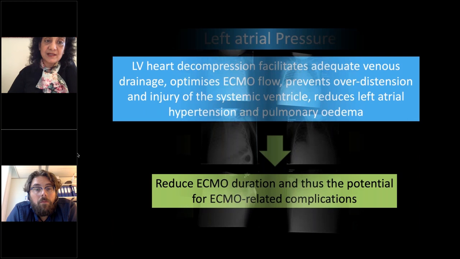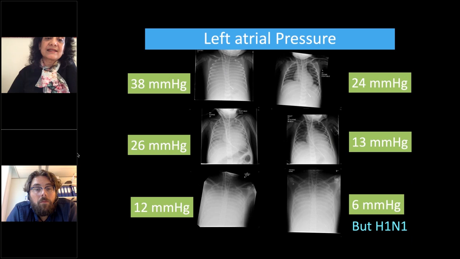These are a few X-rays which I have put up here, which show a pulmonary edema which has improved after left atrial decompression. And you can see here that the left atrial pressures can be extremely high in the setting of a dilated, distended left ventricle, which is very poorly ejected.